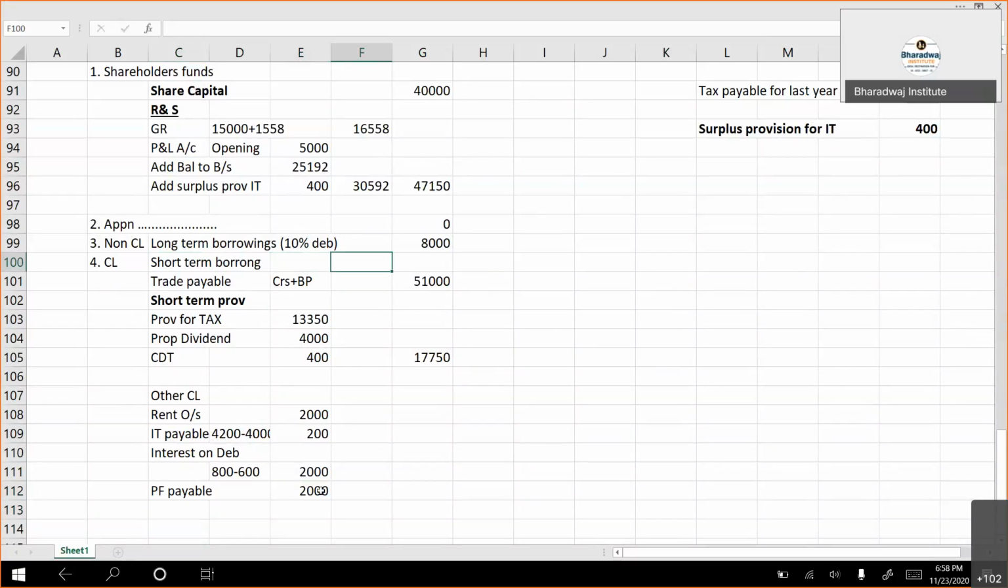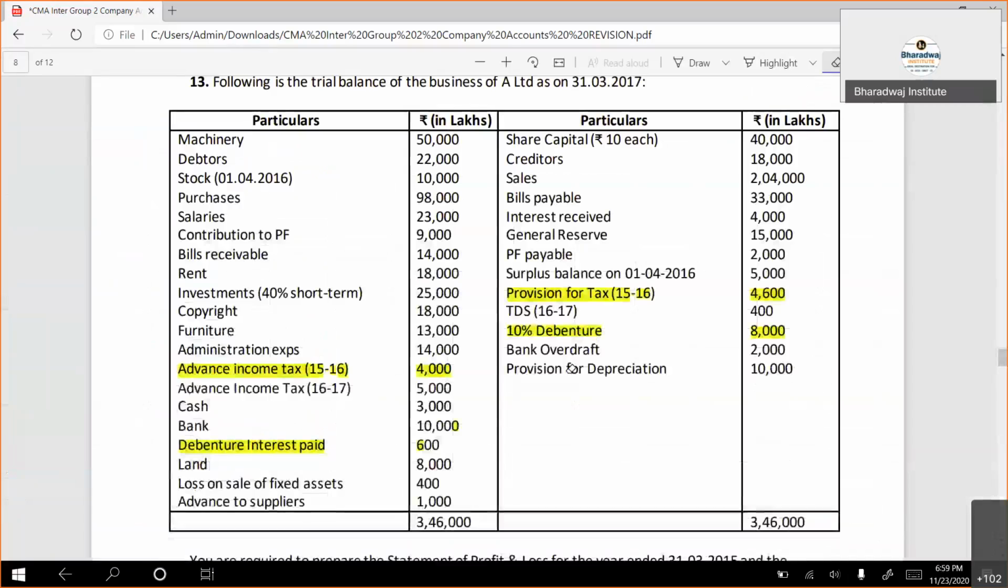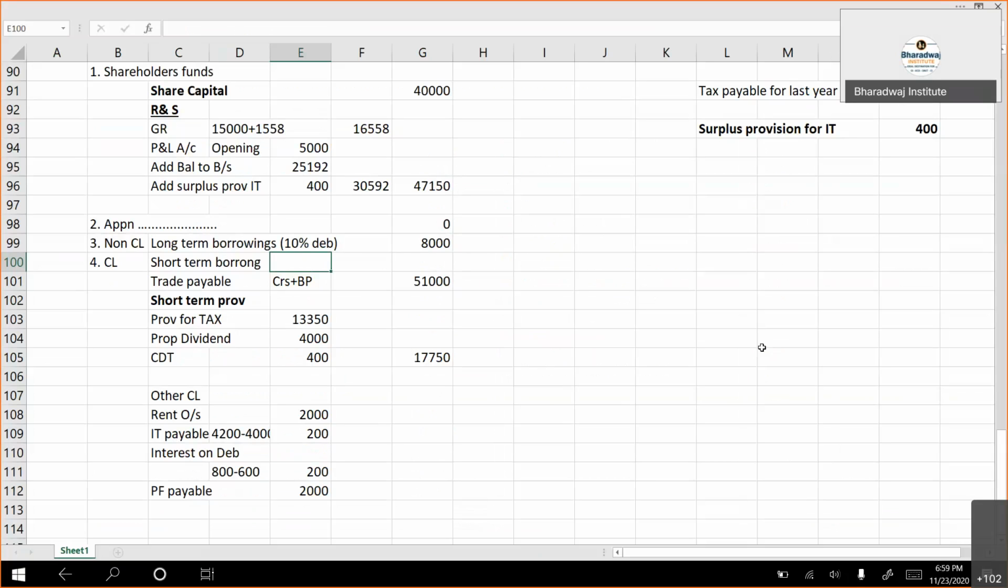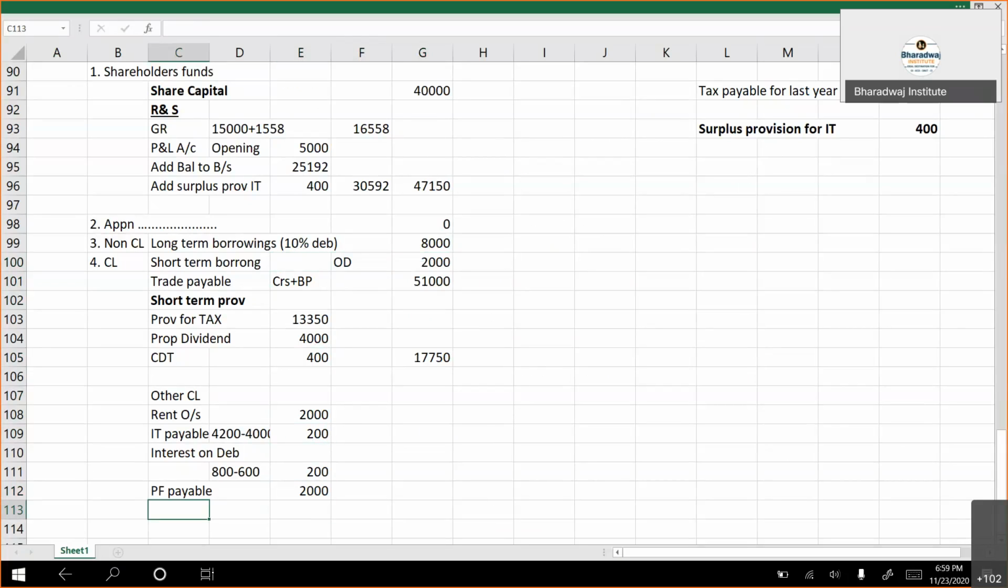Okay, yeah, correct. This is 200. That will come under short-term borrowings. What is a bank OD? What is a bank overdraft? 2,000. That will come under short-term borrowings. Then anything else?